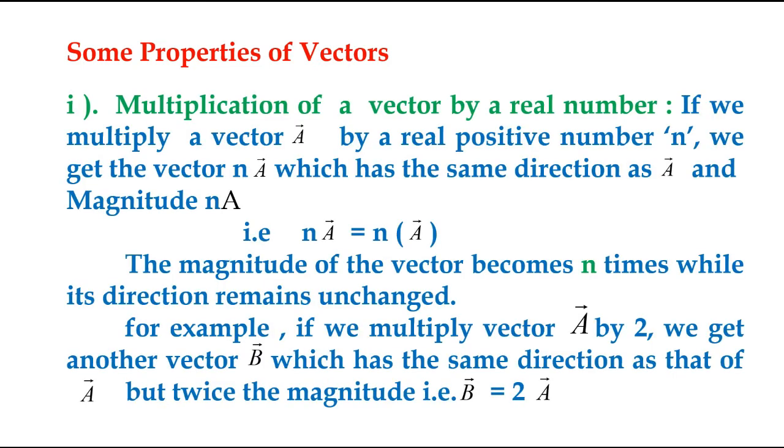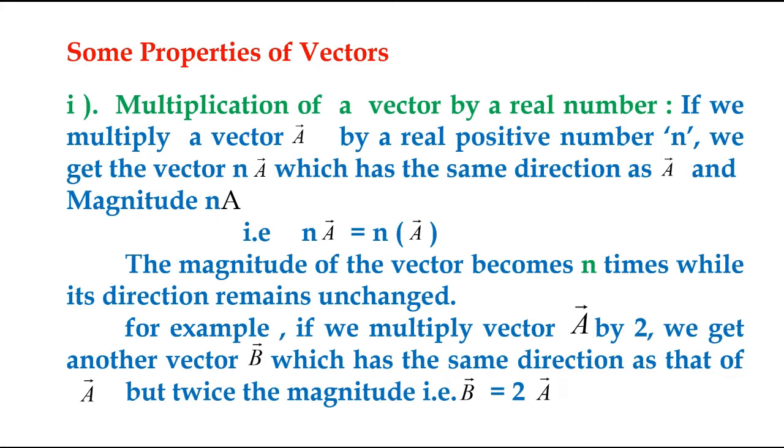Students, this is part 3 of the vector analysis. In this video, I'm going to explain some properties of vectors. The first one is multiplication of a vector by a real number. We can multiply a vector quantity by a real number.